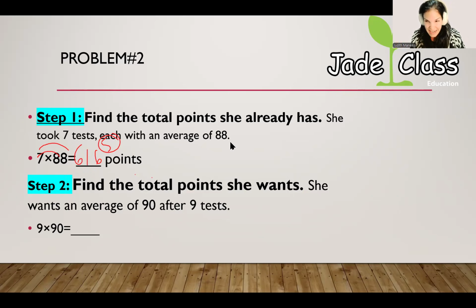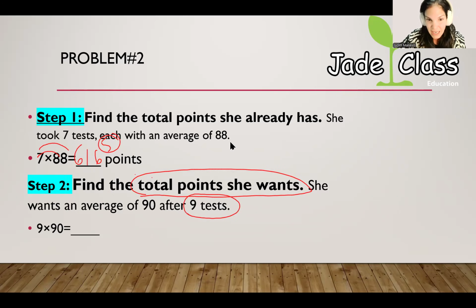The next step that we need to find is, what is the total points that she wants? Remember, she wants an average of 90, and she has to take 9 tests. So far, she only has 7. She needs to take 2 more, and she wants to get an average of 90. So we're going to multiply to see how many points she's going to get if she gets 9 times 90. 9 tests times 90 equals what?